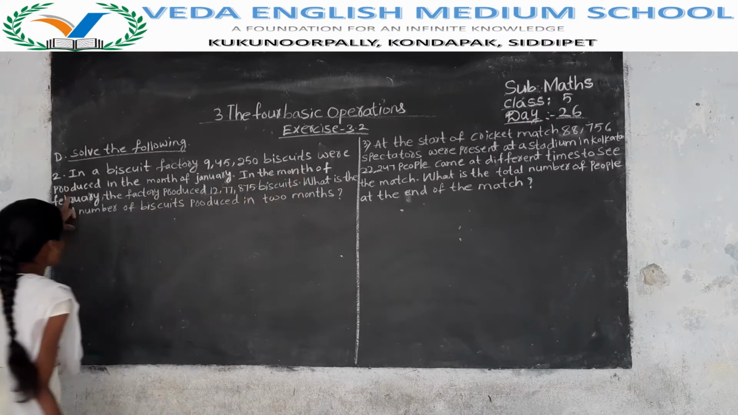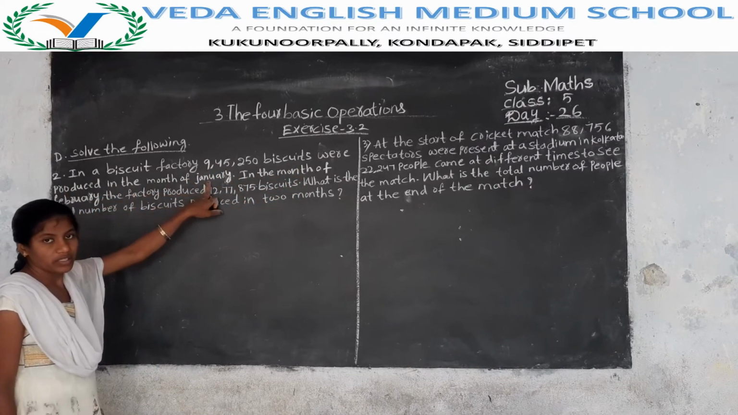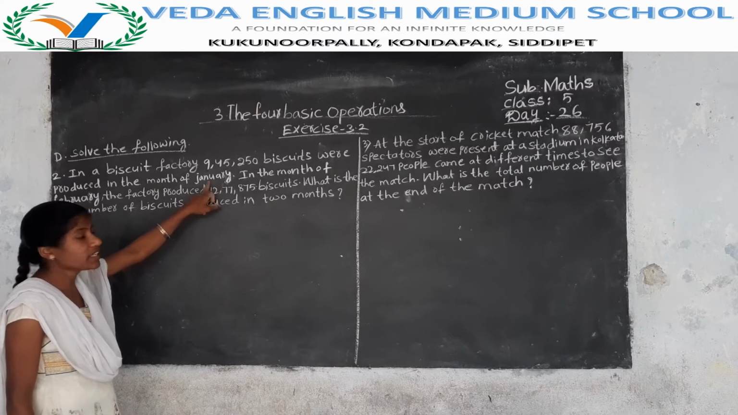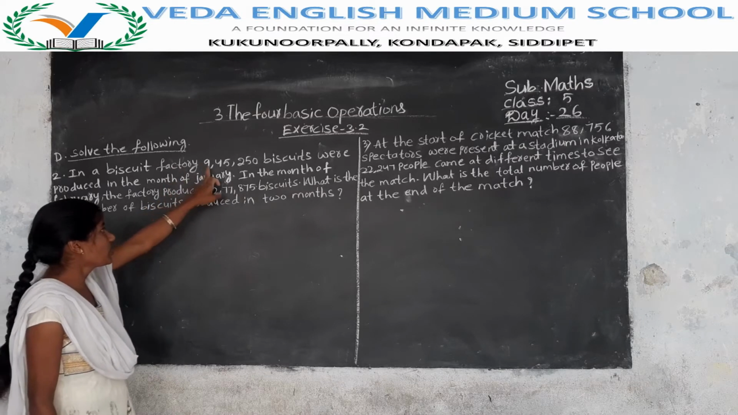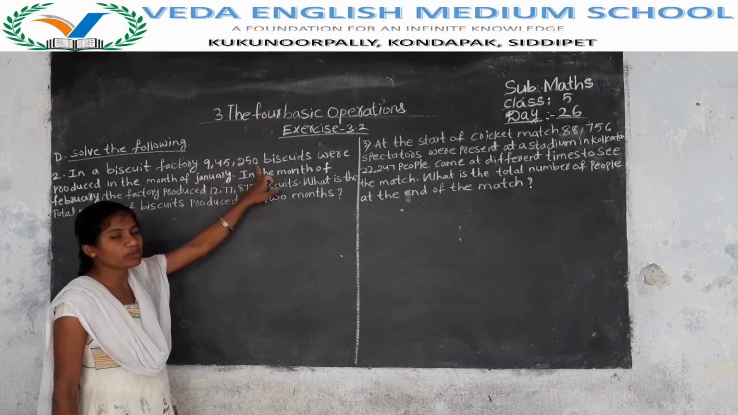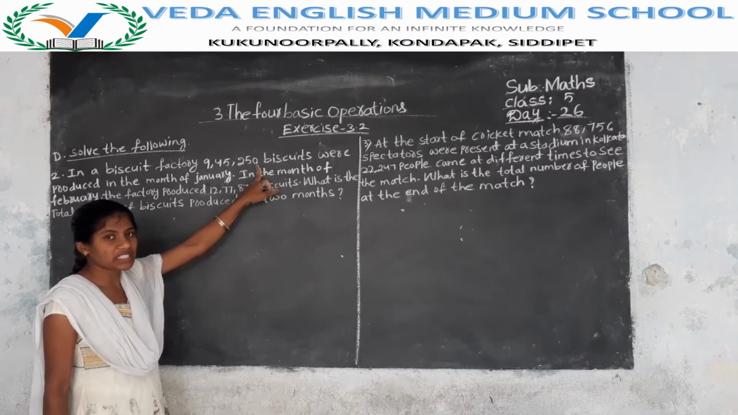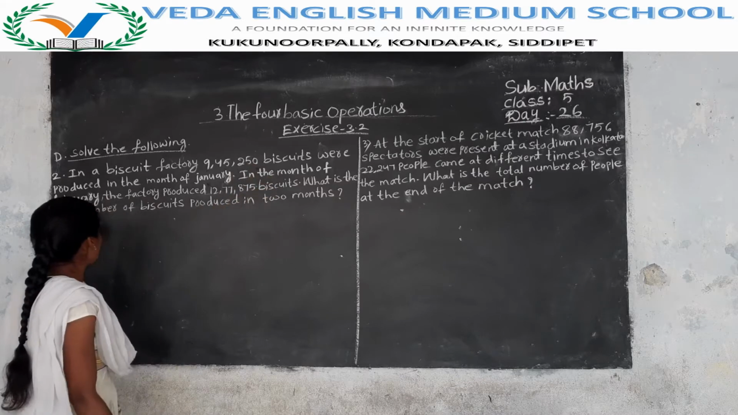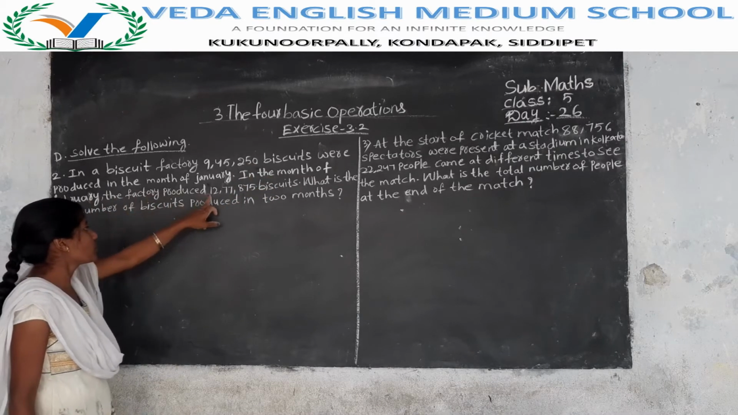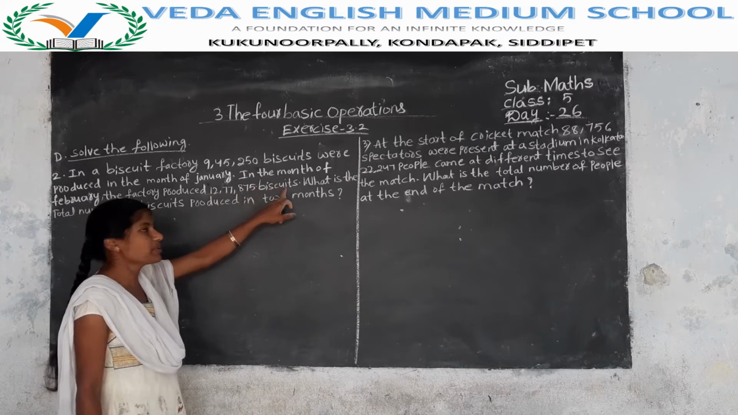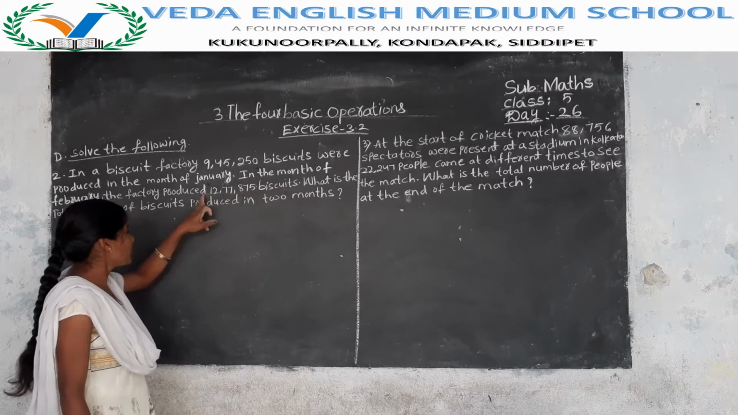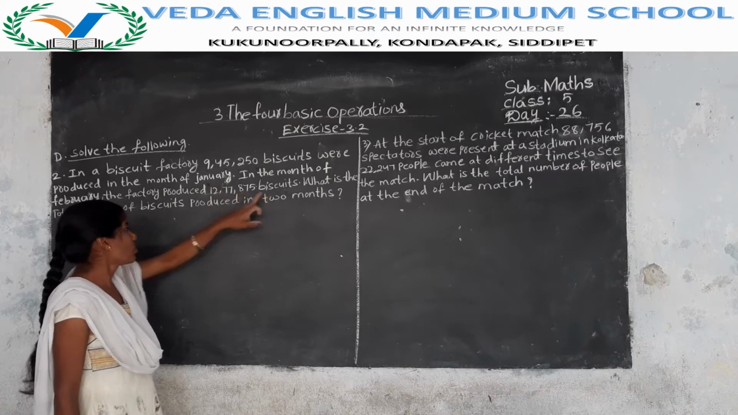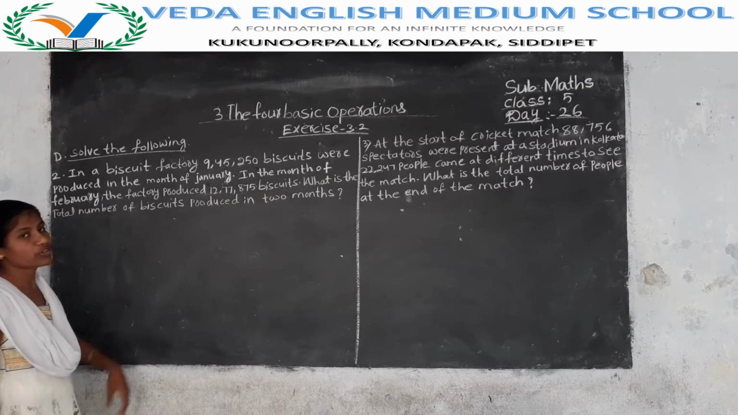9,45,250 biscuits were produced in the month of January. One biscuit factory is there. In the month of January, 9,45,250 biscuits were produced. In the month of February, the factory produced 12,77,875 biscuits. What is the total number of biscuits produced in 2 months?